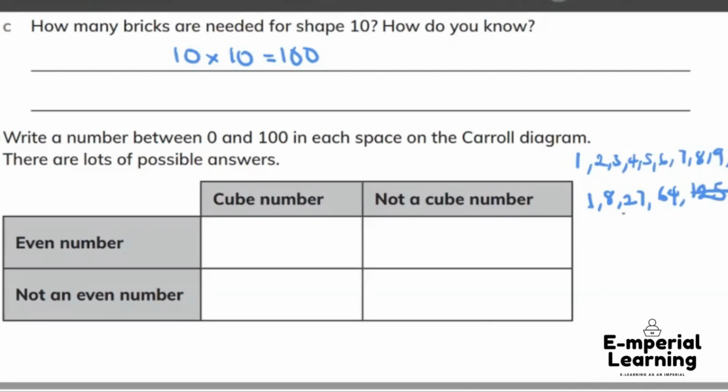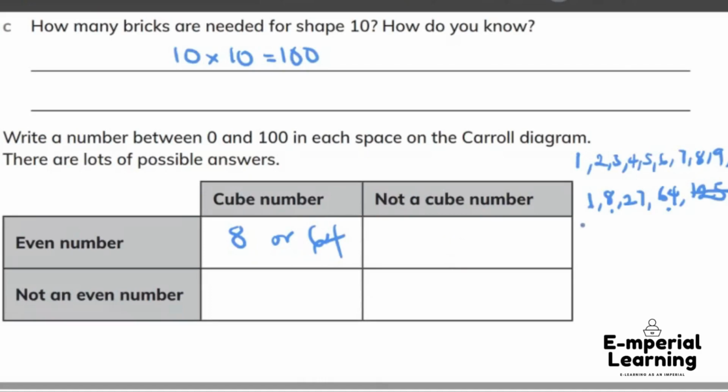Amongst these numbers, which ones of them are cube? Among these numbers, which ones are even? So we have 8 to be even, and we have 64 to be even. So we can put any here, but let's just put 8 or 64. When answering this question, just remember that your instruction says to write a number, so you have to just choose one.